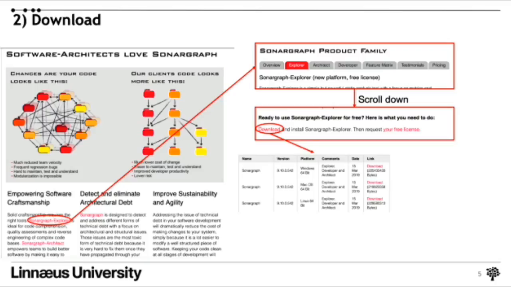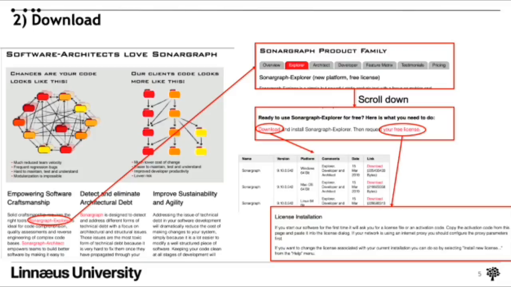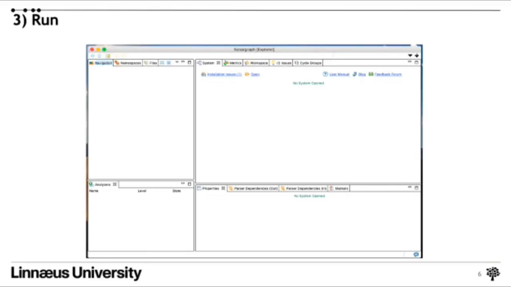So once you download everything, come back to the previous page and click on request your free license. Okay? Follow the instructions and then run the SonarGraph Explorer and try it. Okay? It will appear empty. As you can see from this image, it's very important that you read SonarGraph Explorer here in the bar.